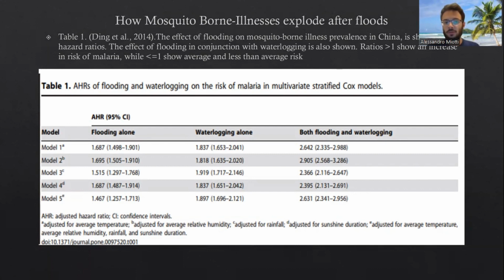And if you look at waterlogging, it's even higher. And we expect this, of course, because waterlogged areas are the environments that mosquitoes are looking for to lay their eggs. But when you look at them together is where the true concern lies. We see almost a triple increase in risk of malaria. That's the highest one. You can see it in model B, but an average of 2.5 hazard ratio is what we see here.